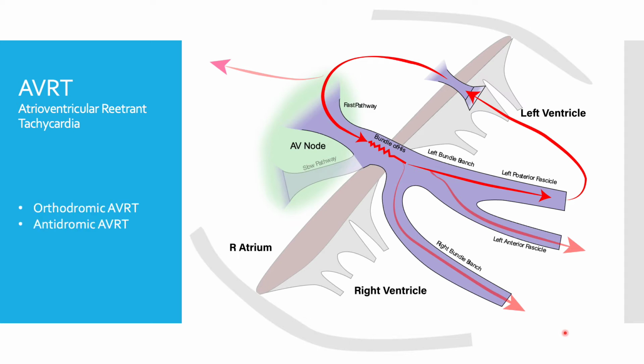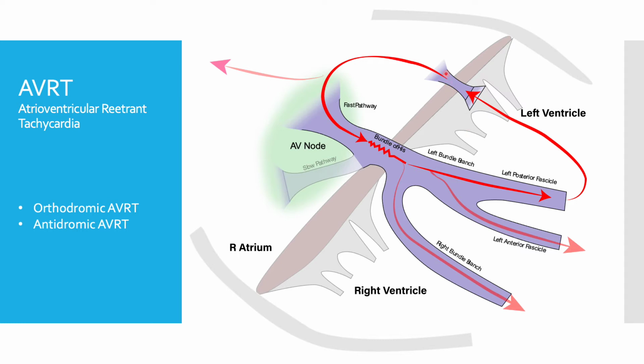There are two types of AVRT. There's orthodromic and antidromic. Orthodromic AVRT is far more common, and this is the one that is demonstrated in this example, where the AV node is anterograde and the retrograde limb is the accessory pathway. This is much more common than the opposite scenario because most accessory pathways can only conduct retrogradely.